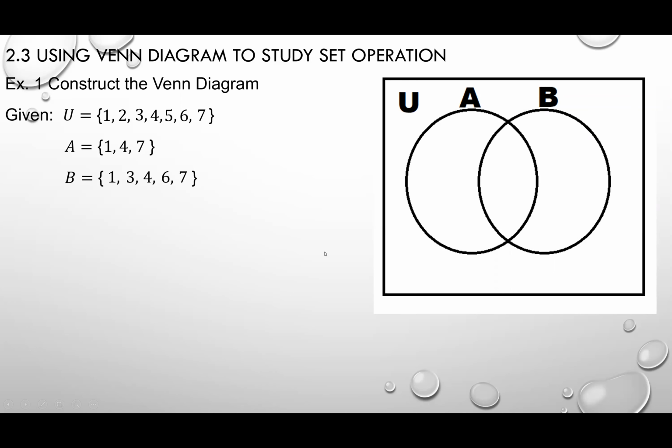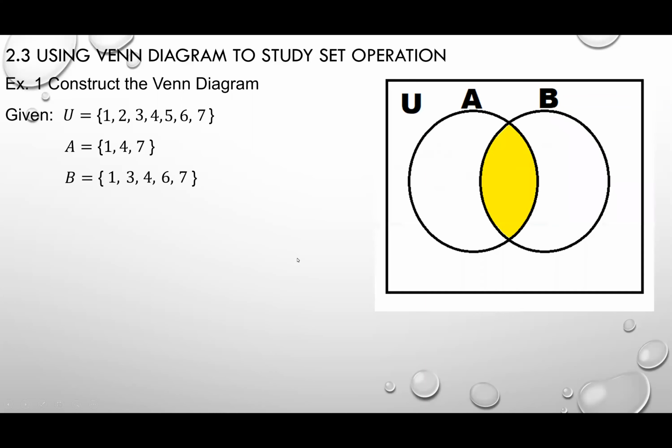So when you construct the Venn diagram, the first thing you want to do, or the most important thing you want to do, is construct where the overlap region is. Basically, you ask yourself, is there any number inside A and also inside B? If you glance through this, do A and B share any items? Do you see that they share number 1, they share number 4, right?